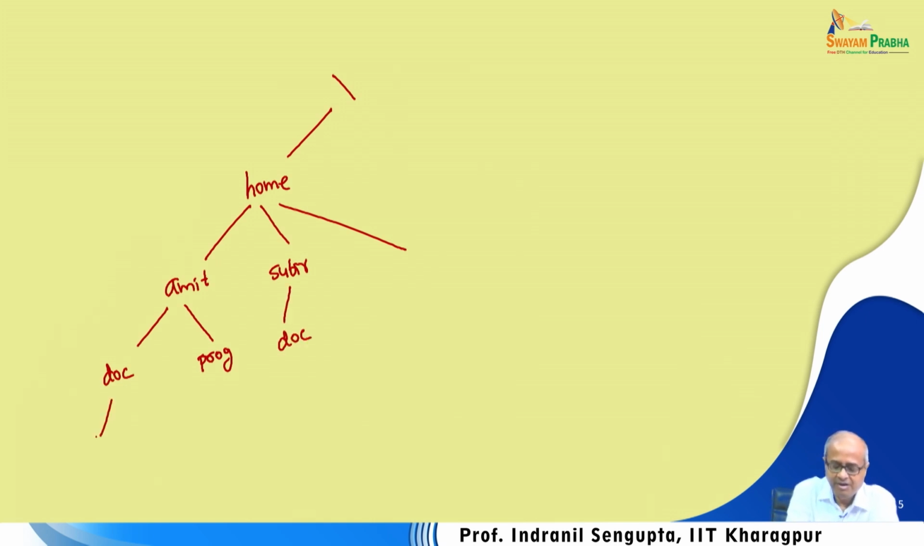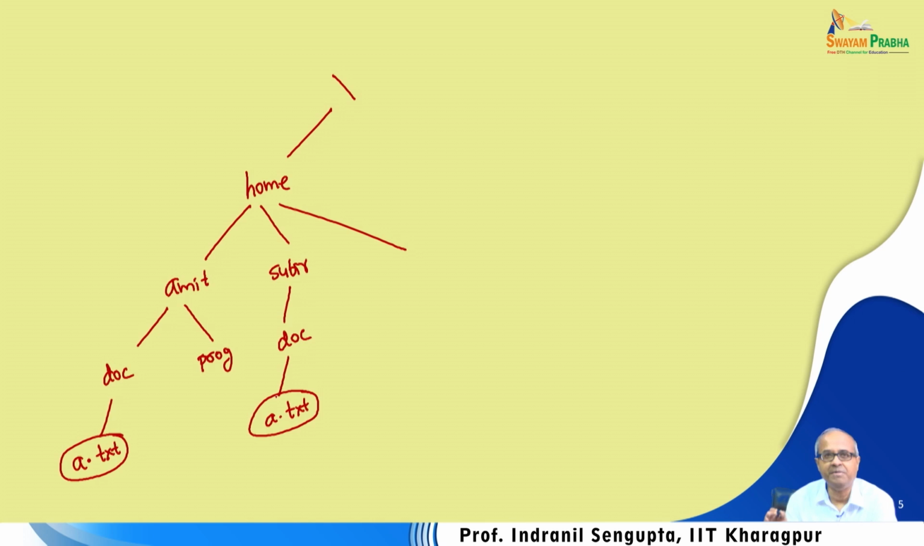Under doc I store a file, let us say a.txt. This is a file I am storing. Under Subir here also I can store a file with the same name. There is no problem. I can store two files with the same name as long as they belong to two different folders.